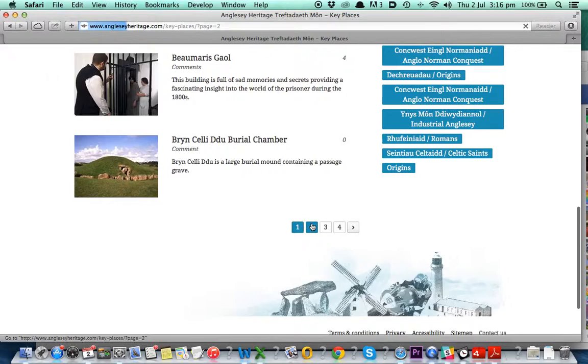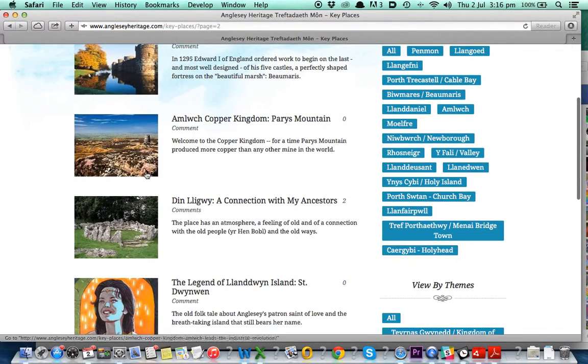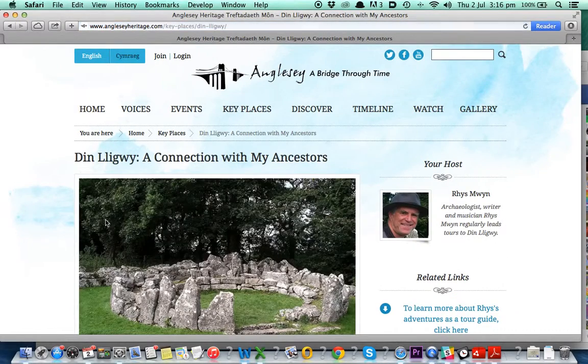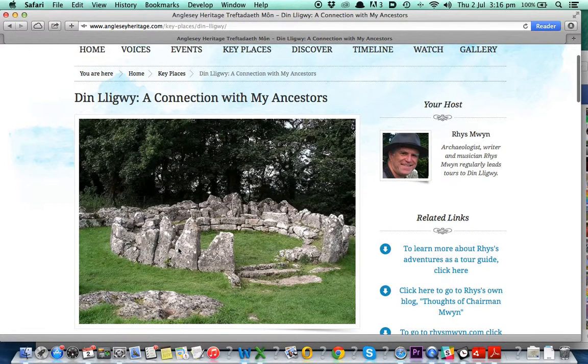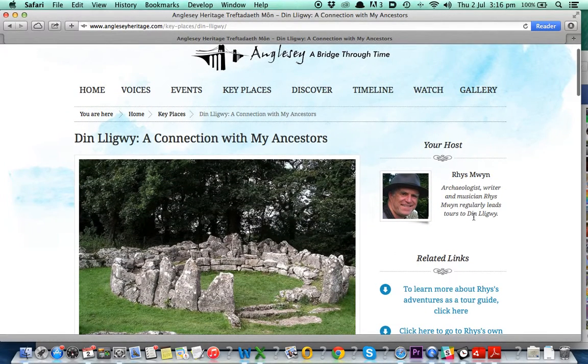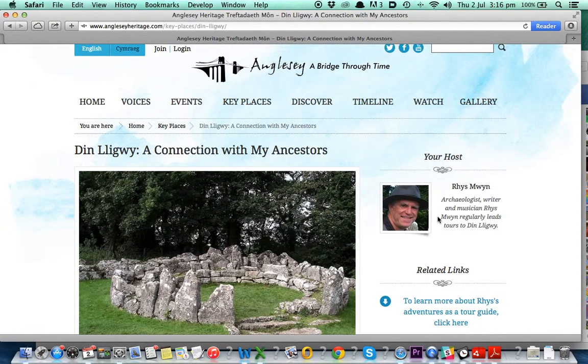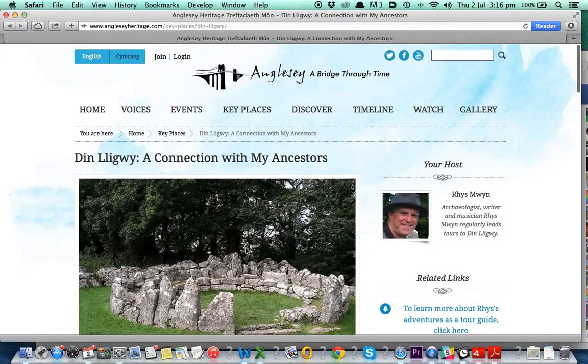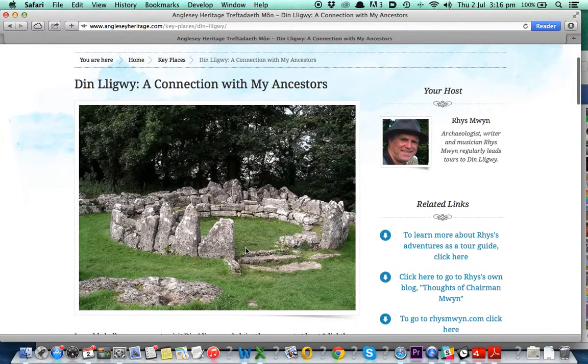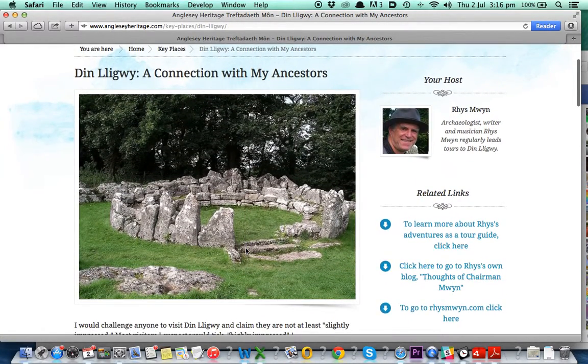Now we're on the second page here. Dyn Lligwy. This is another interesting heritage site. Now, Dyn Lligwy, the host is Rhys Mewn, who is himself an archaeologist and a musician and a tour guide. This is one of his favorite places, and he actually wrote this essay called A Connection with My Ancestors.